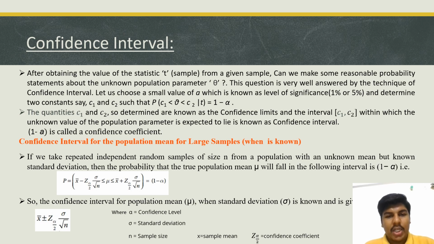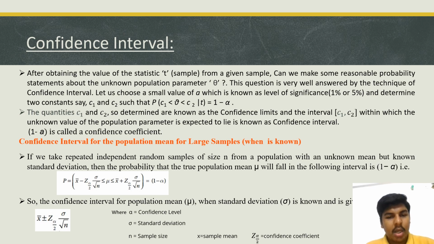Let us choose a small value of alpha, which is known as the level of significance, which is 1% or 5%, and determine two constants, say C1 and C2, such that P(C1 < θ < C2 | t) = 1 minus alpha. The quantities C1 and C2 so determined are known as the confidence limits, and the interval (C1, C2) within which the unknown value of a population parameter is expected to lie is known as the confidence interval. 1 minus alpha is called the confidence coefficient.